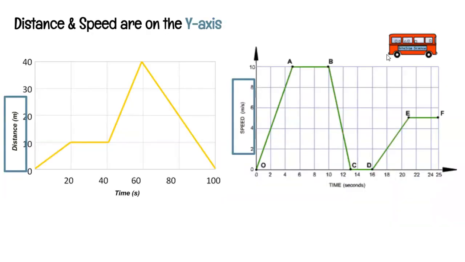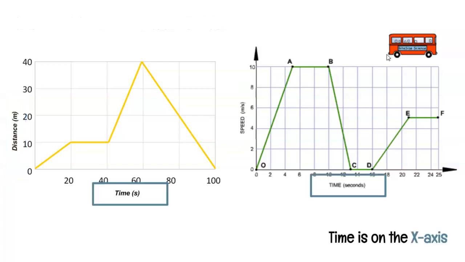So if you notice, they look very similar, but with just a few differences. The first difference is that distance and speed are on the y-axis. So in a distance graph, distance is on the y-axis, and on a speed graph, speed is on the y-axis. This means that your y values will be whatever is listed on the y-axis. However, time is on the x-axis on both of them. So this means that your x values will always be time.